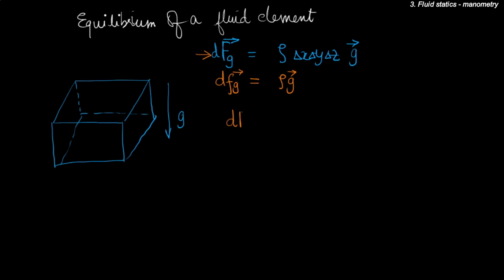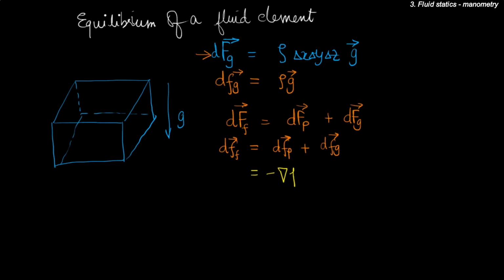So the total force acting on the entire fluid element will be the total of the force acting because of pressure plus the force acting because of gravity. d small f on the fluid element is equal to d small f p plus d small f g, and this is equal to minus the gradient of pressure, and this particular term is plus rho g vector. And at equilibrium, this will be equal to 0.